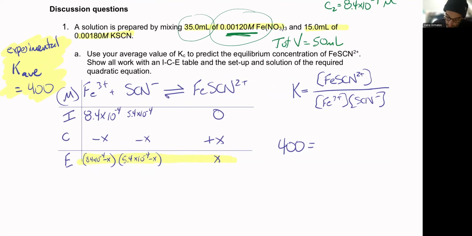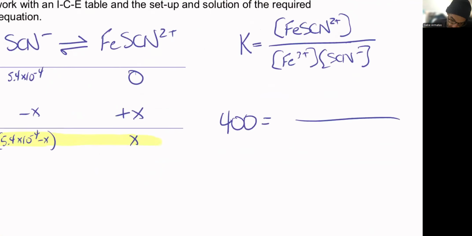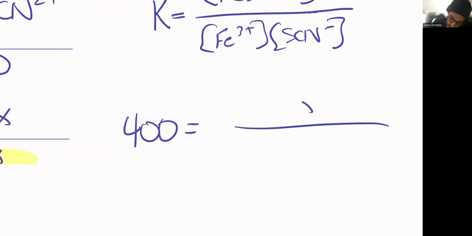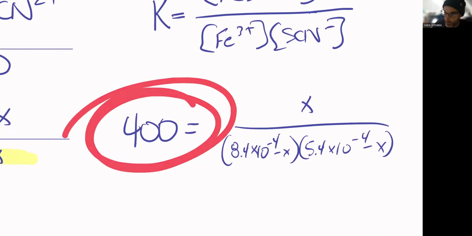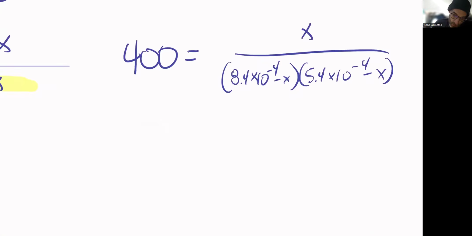Now that I have equilibrium values and I have a K, I can plug them into my K value. So x, over my iron, 8.4 times 10 to the minus 4 minus x, times 5.4 times 10 to the minus 4 minus x. And we hate this because this is going to be a quadratic equation. Again, make sure that you're using your own K, whatever you had in lab. So here we go.